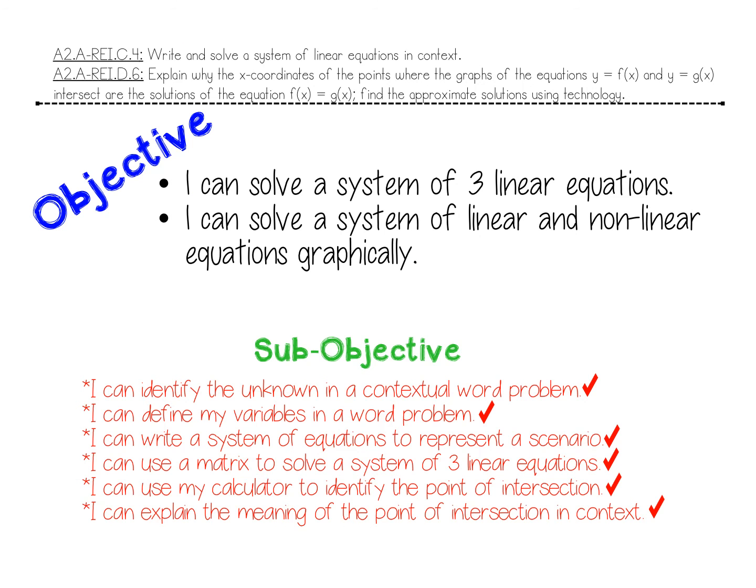All right, so that was the second part of our objective, to use your calculator to find that point of intersection and then explain what it means in context. So we have now done a system of linear and nonlinear equations, solving them graphically, so looking for that point of intersection.